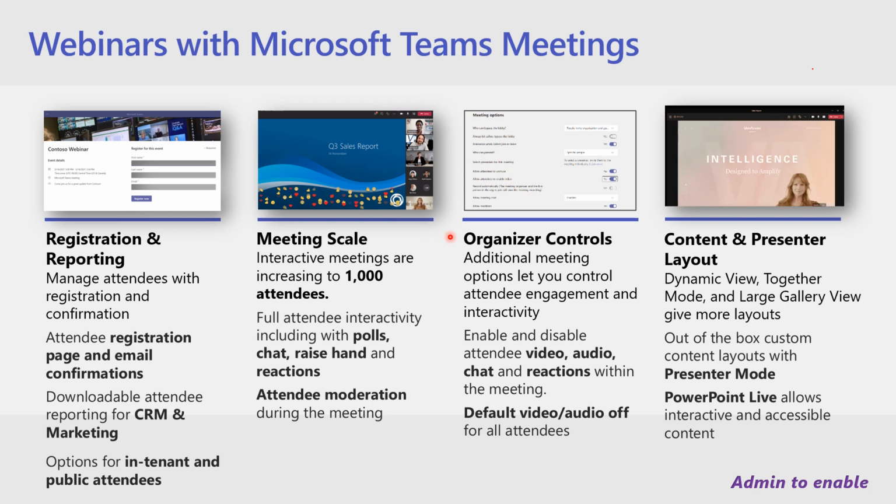So we have the ability to toggle whether the attendees can turn their camera on or not, whether the attendees can turn their microphone on or not. And again, these are policies or settings that we can do at the meeting option level at the time we create the webinar. But these are also options that we can change on the fly while the webinar is running. Very cool stuff. And lastly, we have the idea of these advanced presenter layouts.